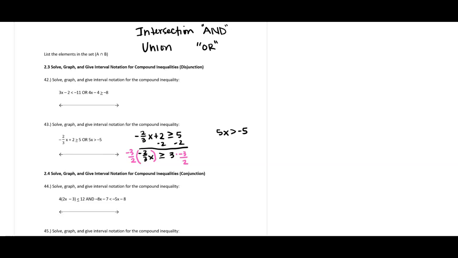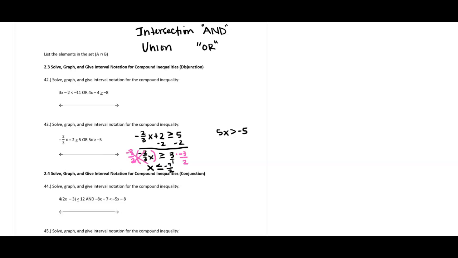So that's going to get rid of everything here, right? My 3's divide out, my 2's divide out, negative times a negative is a positive, so I'm just left with x on this side. But I multiplied by a negative number, so that's going to make this inequality flip the other way. So I get x is less than or equal to, and then I'm just going to multiply across the top, multiply across the bottom, and that will give me negative 9/2.